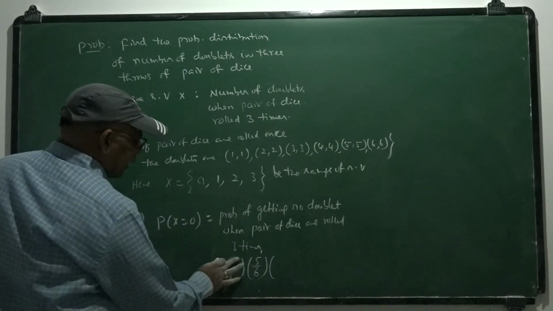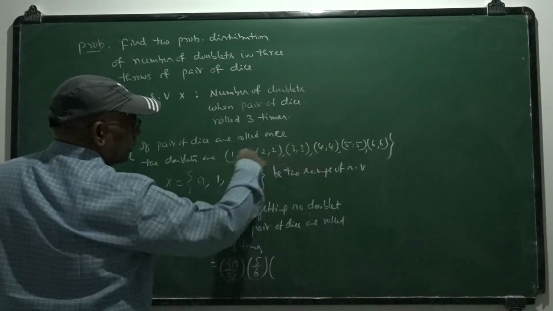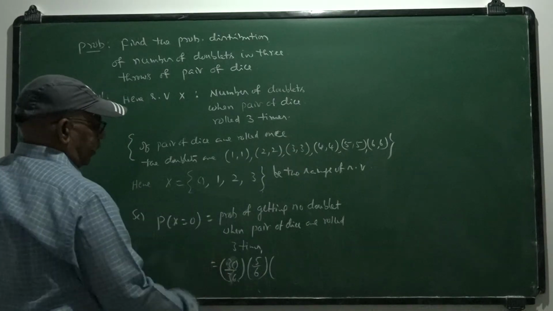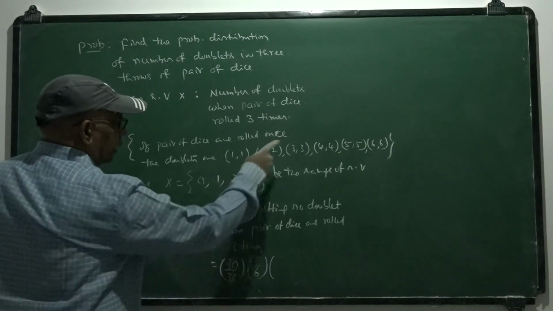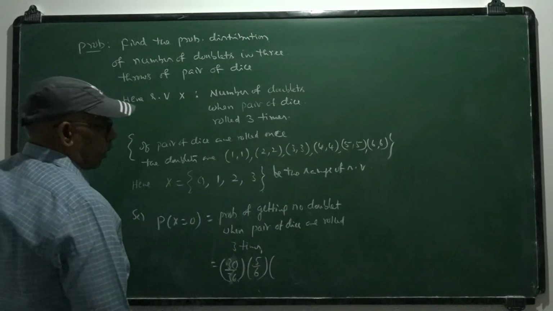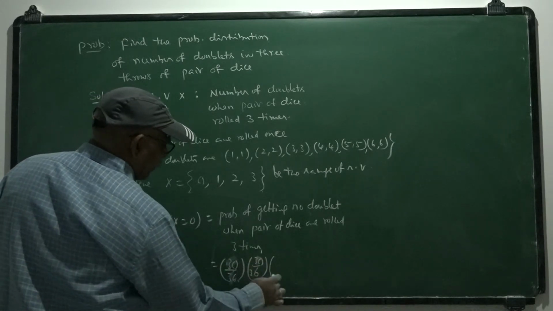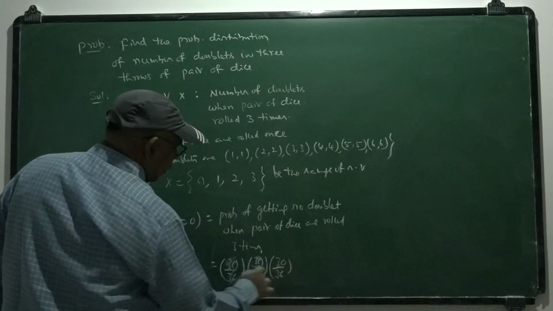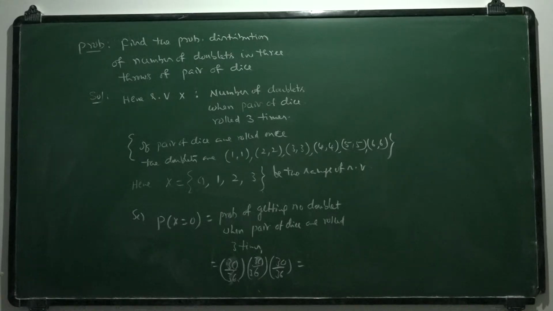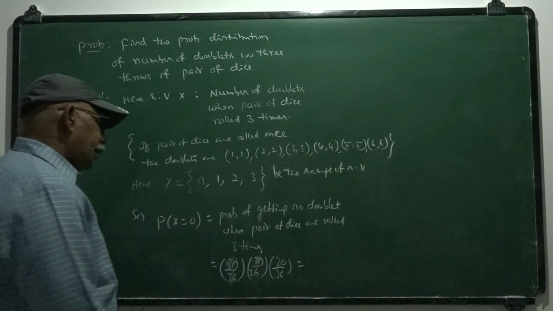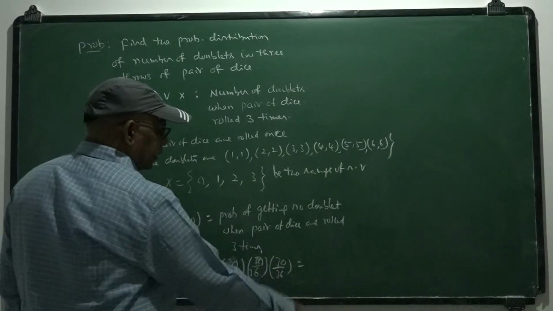Because this is 30 by 36 actually. In 6 cases we get a doublet, so except those 6 cases, the non-doublet cases are 30. So it is 30 by 36. In all three times we have to get two different numbers on the dice. In each attempt, getting two different numbers on the dice is 30 by 36, 30 by 36, 30 by 36.